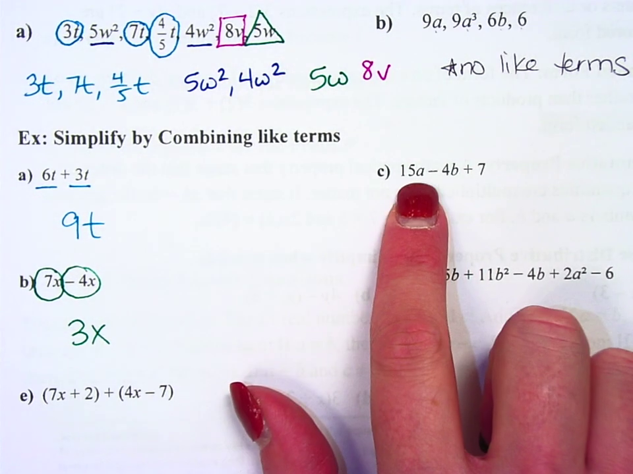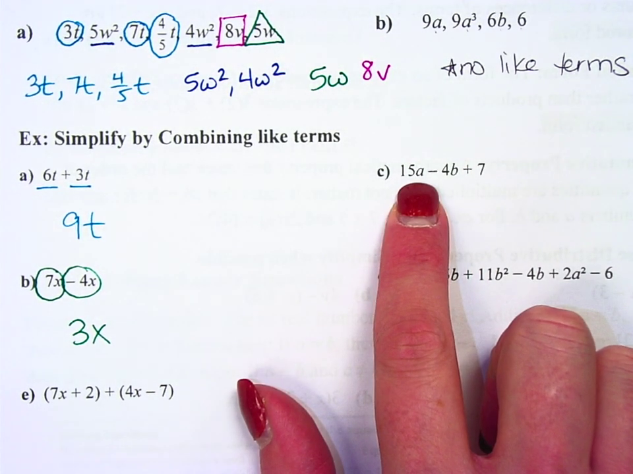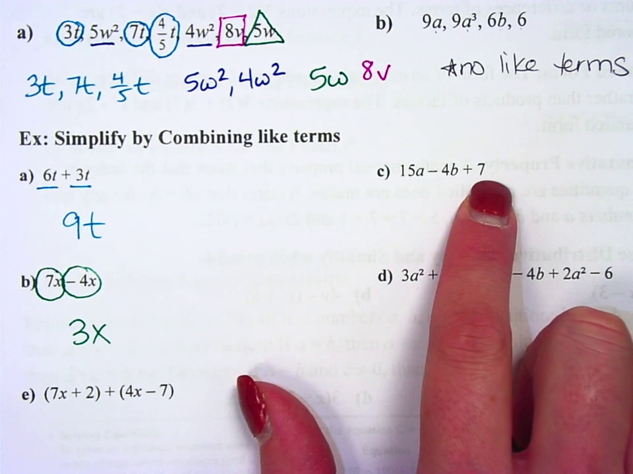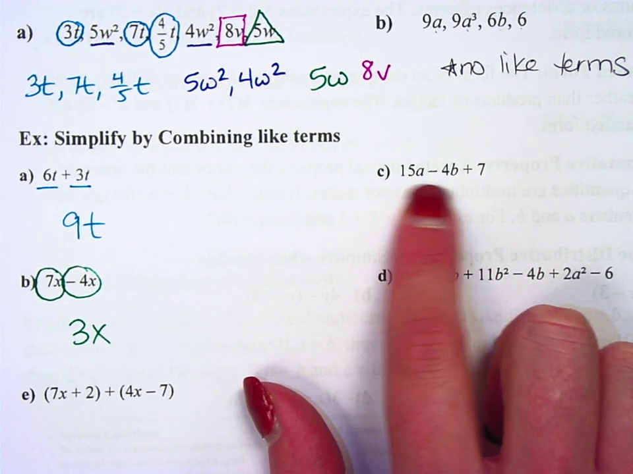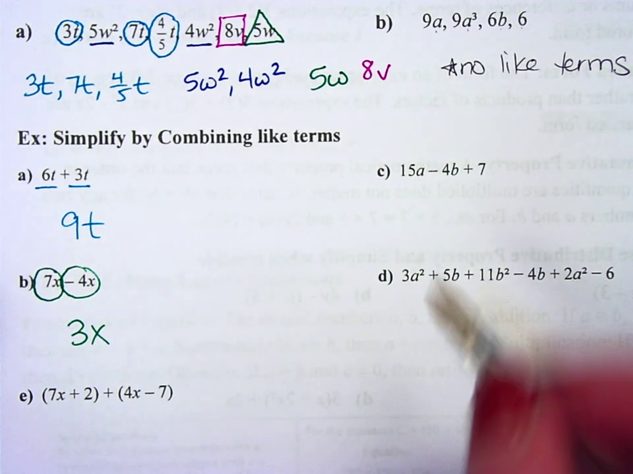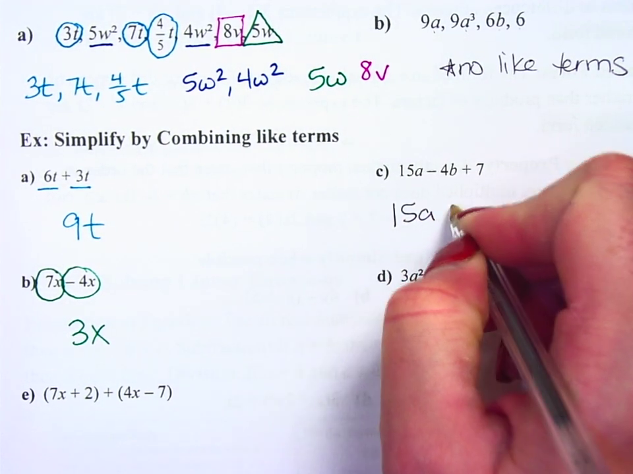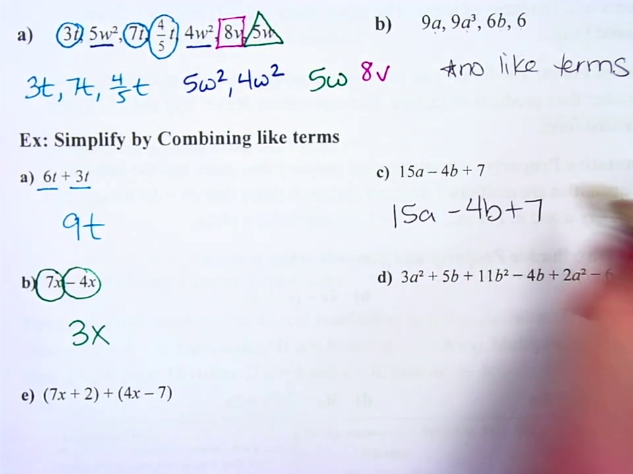Then let's come up here. So C is next. I have 15 apples, 4 bananas, and 7 numbers. I cannot combine apples with bananas or numbers, so this is already in simplest form. I'm going to go ahead and copy that down as is.